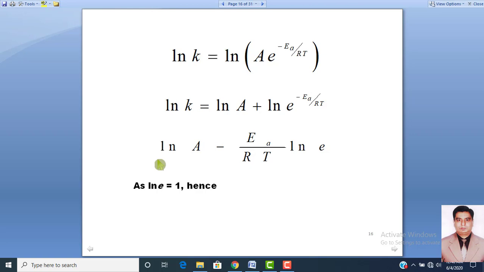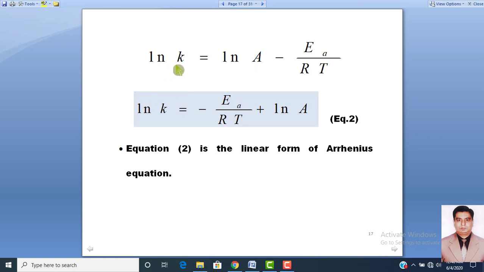By applying the mathematical rules, this equation can be written as ln A minus Ea over RT times ln e. Since ln e is equal to 1, ln K is equal to ln A minus Ea over RT. Dear students, ln K is equal to minus Ea over RT plus ln A. So this equation number 2 is the linear form of the Arrhenius equation.